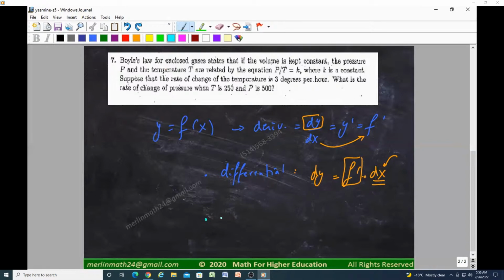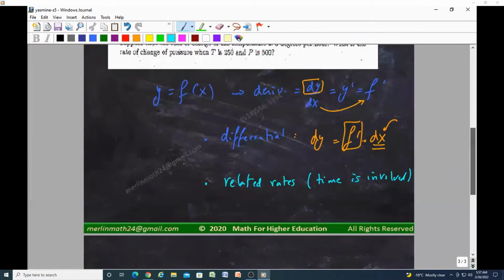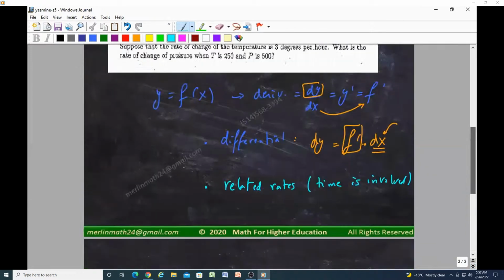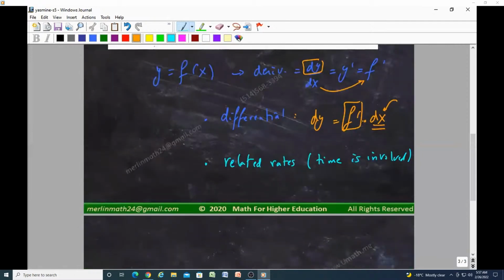We passed by the concept of related rates, where time is involved within the question. For example, there's a point that is moving at a certain rate, let's say 3 centimeters per minute, per hour, per month, whatever. All those denote time. Whenever you have a letter name and you derive it, remember the derivative is just a change in rate. A rate of what? Of the letter name with respect to something.